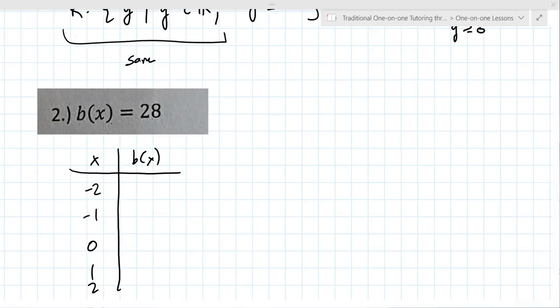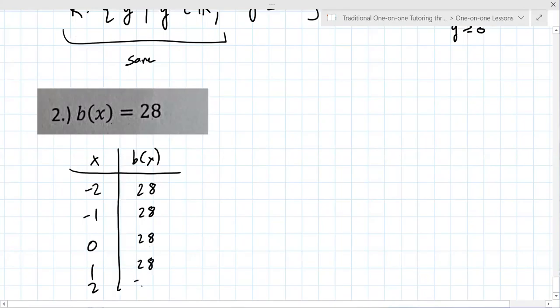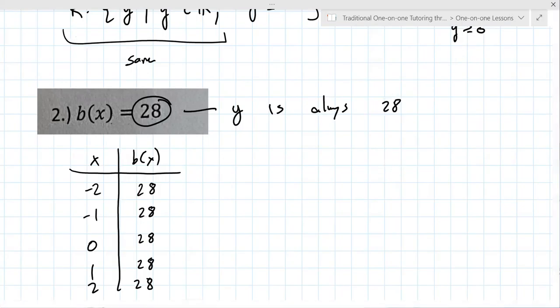Then you'd get, so like for this, I was asking another student to help because the teacher was being really unclear. What I eventually got was just negative 2, 28. No, this means you have to read it this way. Y is always 28. Okay. So then I guess you just have to write negative 2, 28, negative 1, 28, 0, 28, 1, 28, and 2, 28. And then put it into the graph.